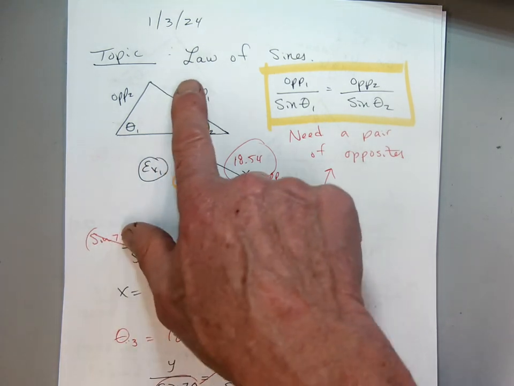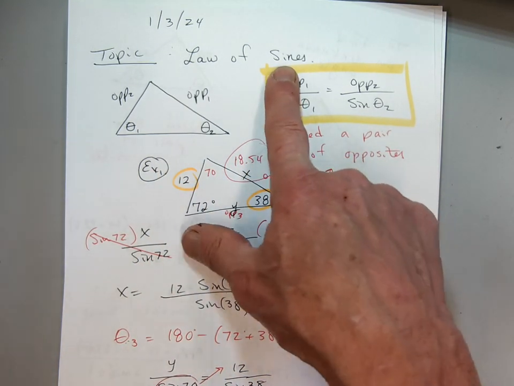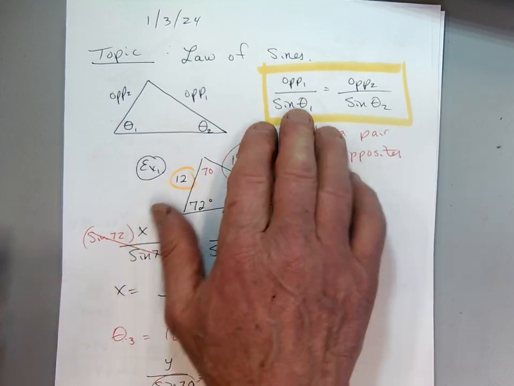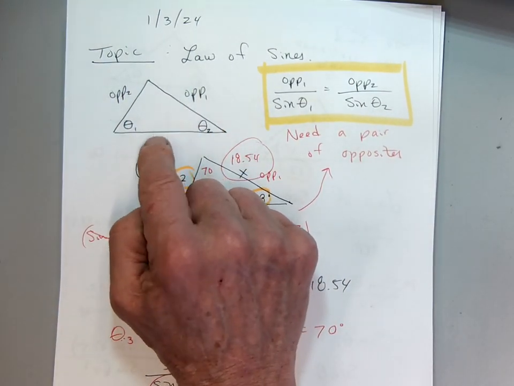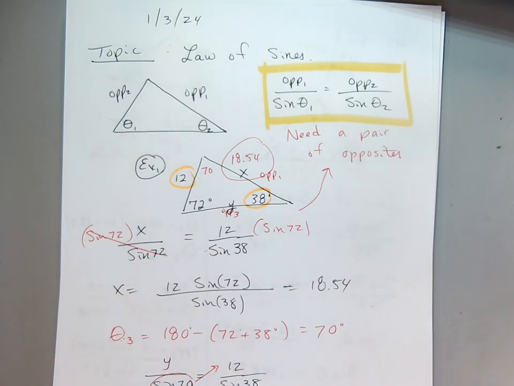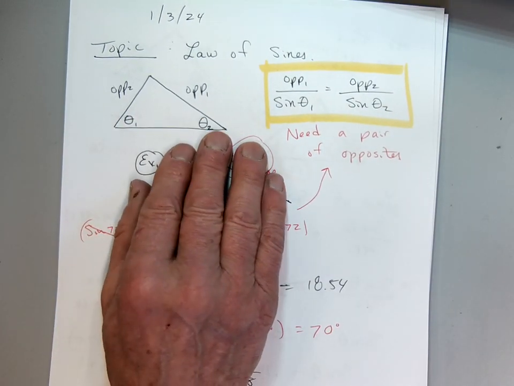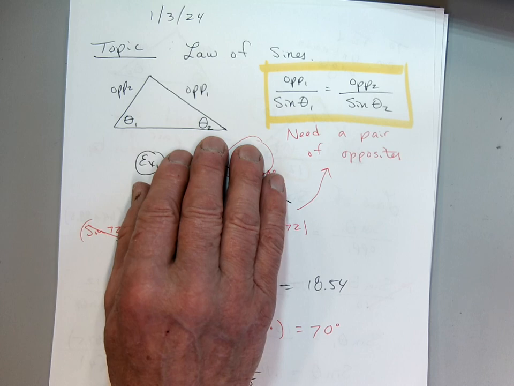Today's lesson, the law of sines. Now, what happens if you've got a triangle and it's not a right triangle? I mean, there's no hypotenuse. It's not a right triangle. It's just a triangle. It's any old triangle, okay? If you have any old triangle and you know a pair of opposites, we use the law of sines.